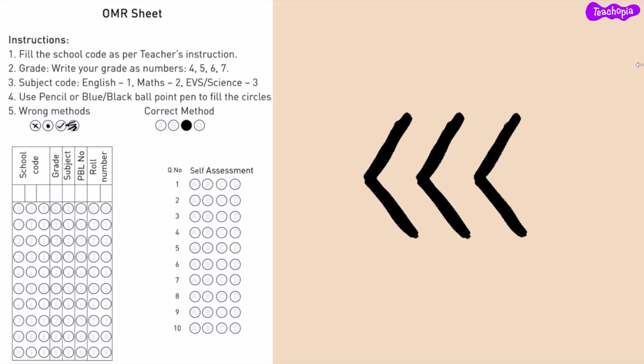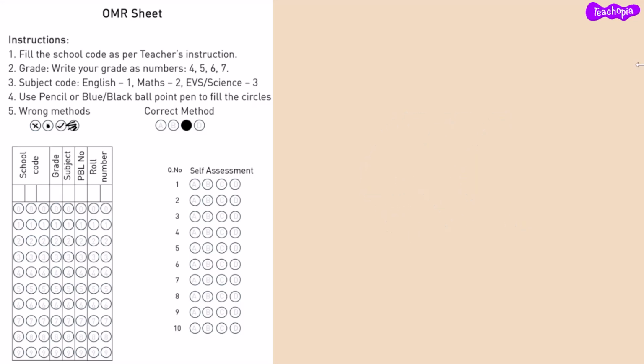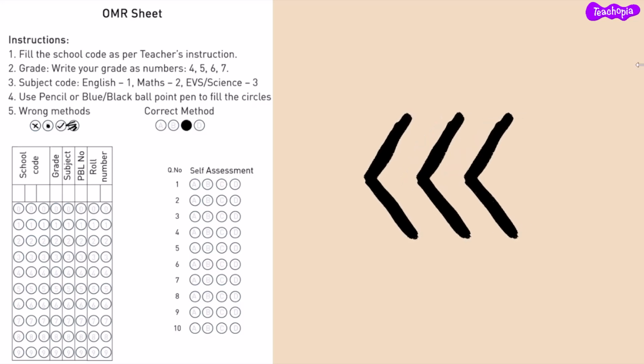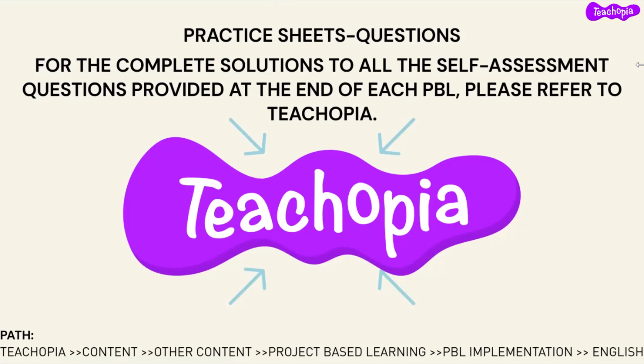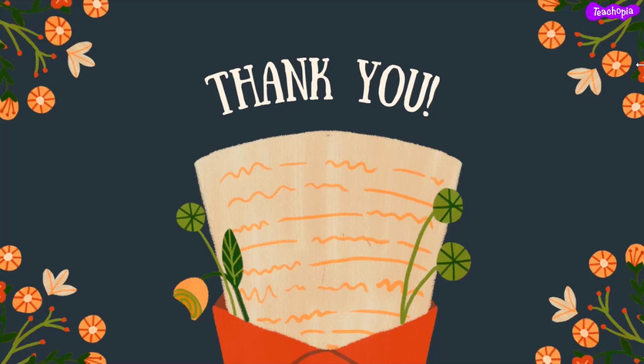When they are doing so, there is an OMR sheet that's provided, and the students need to use a pencil or a blue or a black ballpoint pen to fill in the circles with the correct answers. For all practice sheets and for the complete solution, you can always go back and refer to Teachopia, and the path is given below.